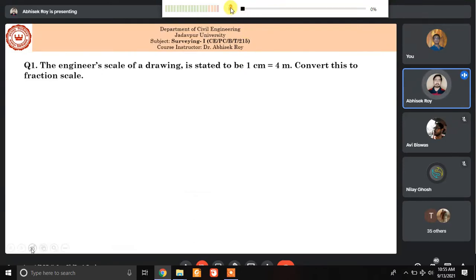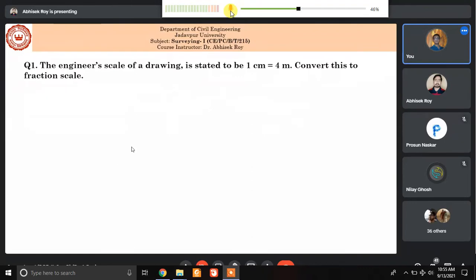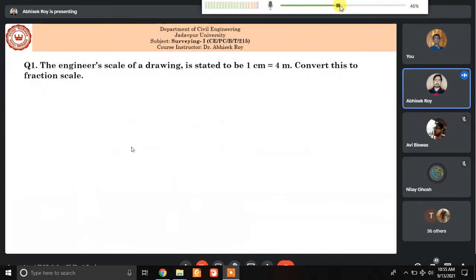If you have understood till this, convert this and tell the answer. Sir, 1 is to 400. Yes, 1 is to 400. How will you get it? Both will be in the same unit. Then 4 meter is 400 centimeter, or we can convert cm to meter.